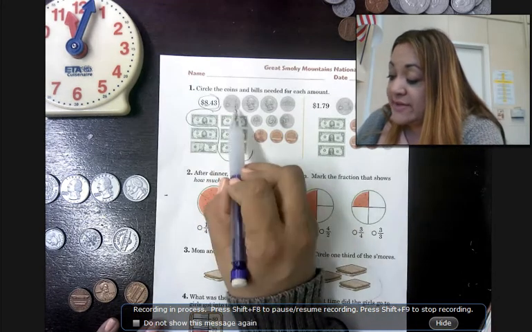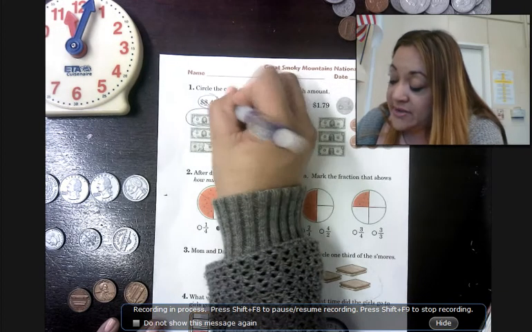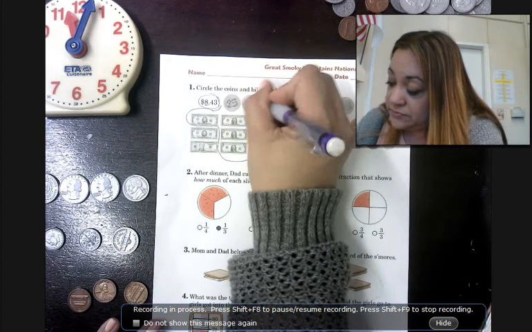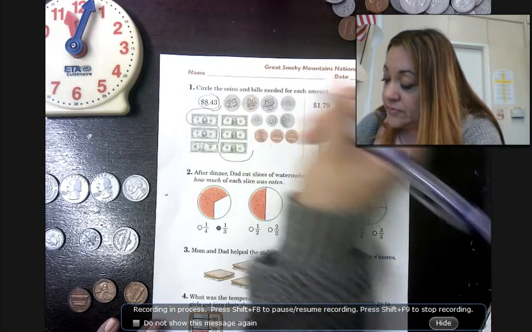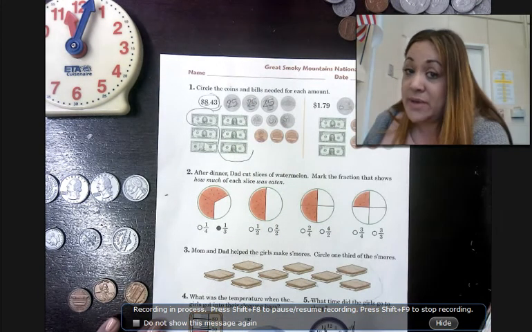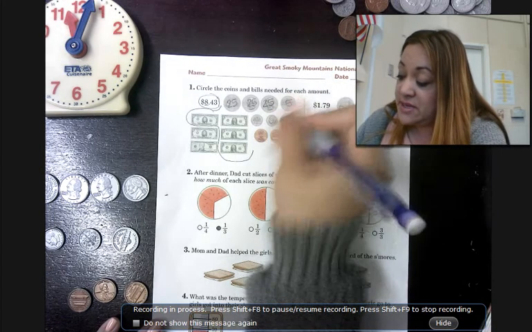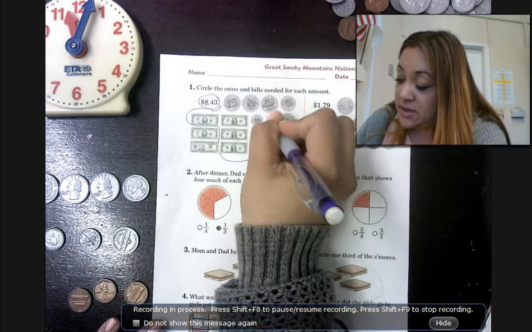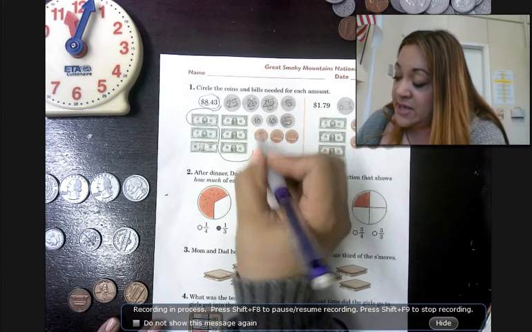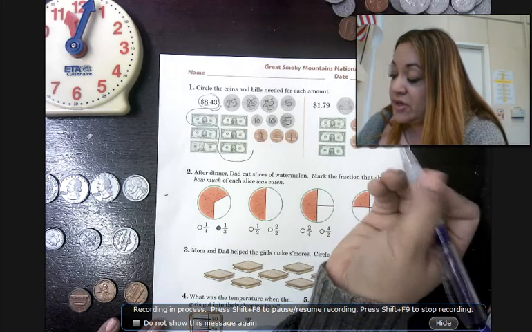I have a quarter, a quarter, a quarter. So I like to put a 25. Oops, my pencil keeps breaking. So I like to put a 25 on all of my quarters so I remember exactly what they're worth. A nickel is 5 cents. A dime is 10. Here's another dime, that's 10. Oh, here's another nickel, that's 5. And pennies are 1 cent. Okay, so now I know the value of my coins.